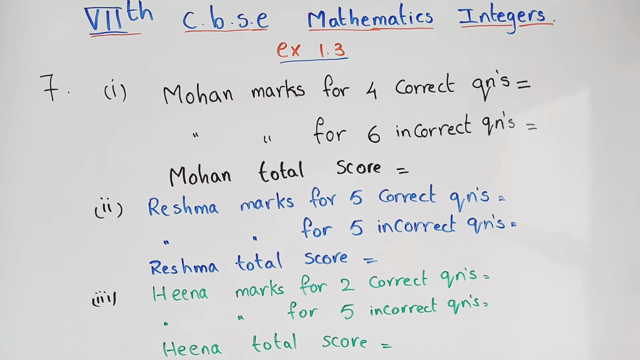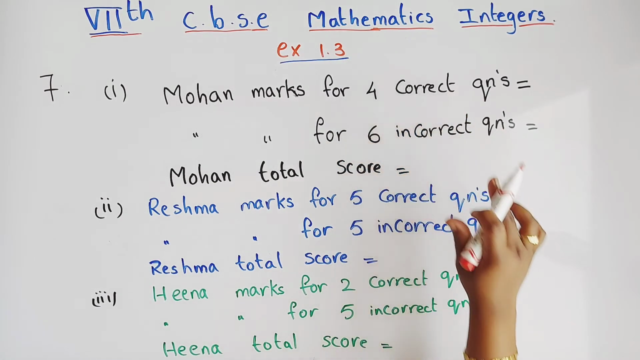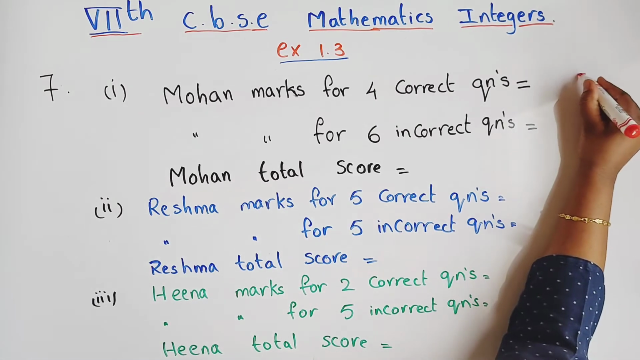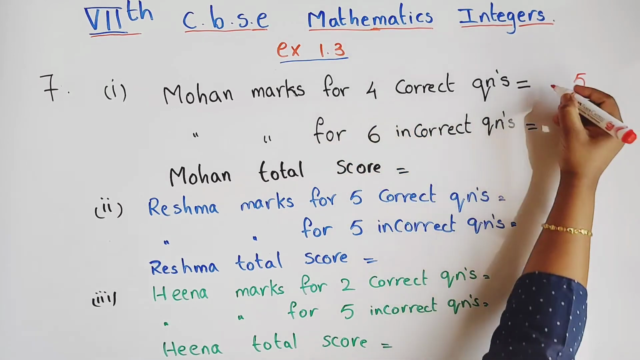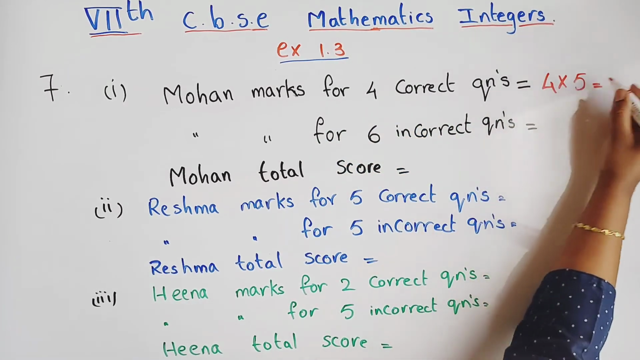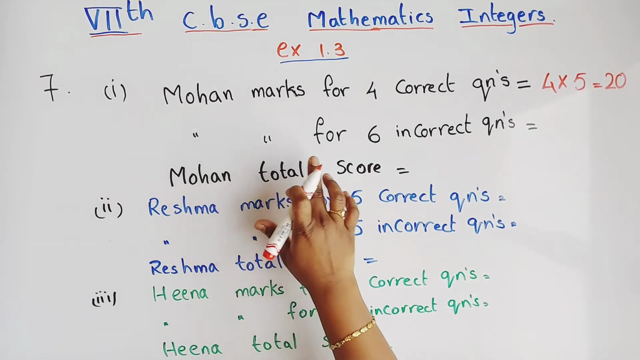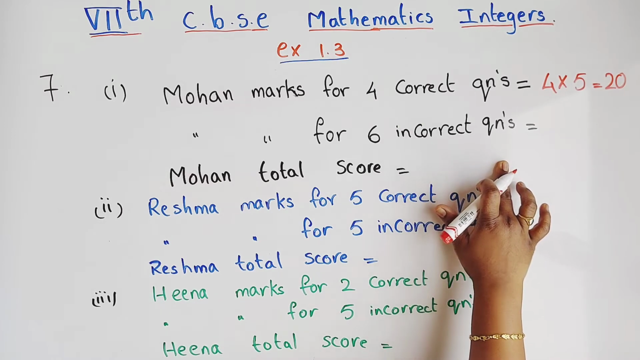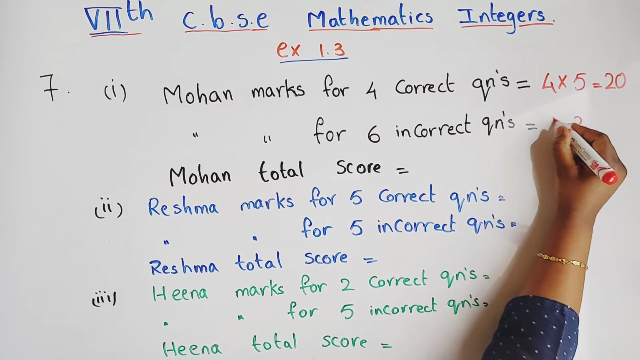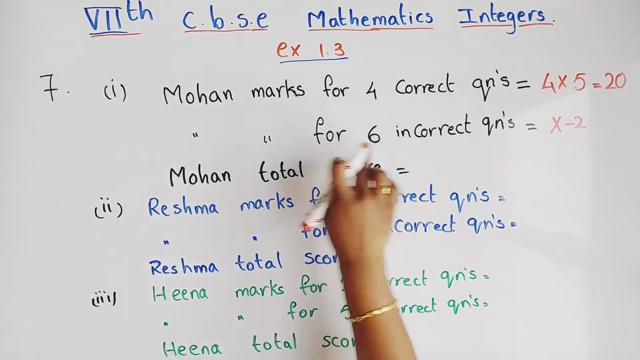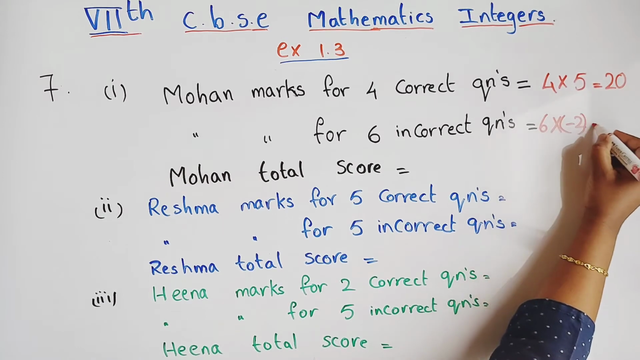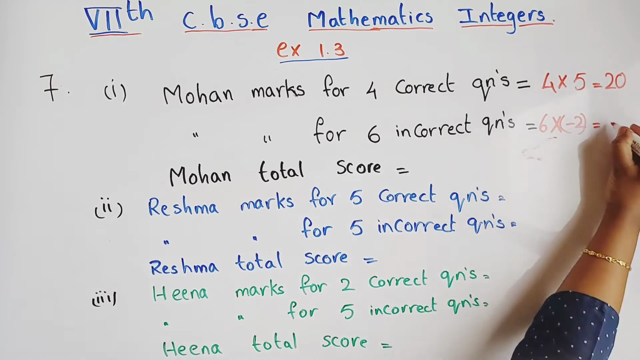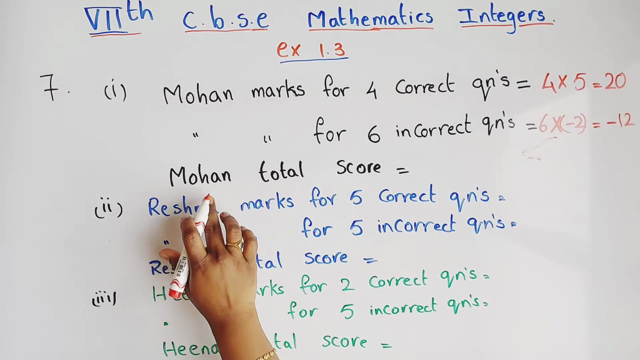Mohan's marks for 4 correct answers. So what is the mark for correct answers? They are giving 5 marks for correct answers. So 4 correct answers, that means 4 into 5. How much? 20, children. Mohan's marks for 6 incorrect questions. How many marks for incorrect questions? It is minus 2. So minus 2 into how many incorrect questions he did? 6. 6 into minus 2, that is minus 12, children.